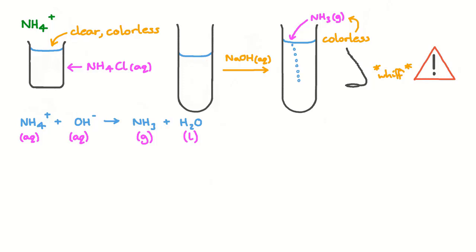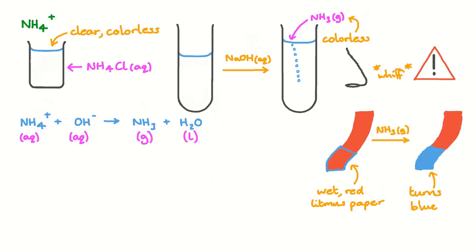However, if you have the option, you should not inhale ammonia. Instead, the best option is to check whether the gas is basic, using wet red litmus paper. If the gas is ammonia, the ammonia will dissolve into the water, turning the red litmus paper blue.